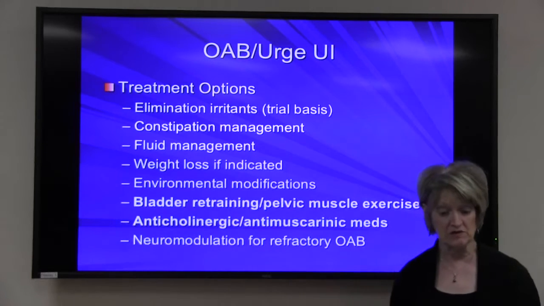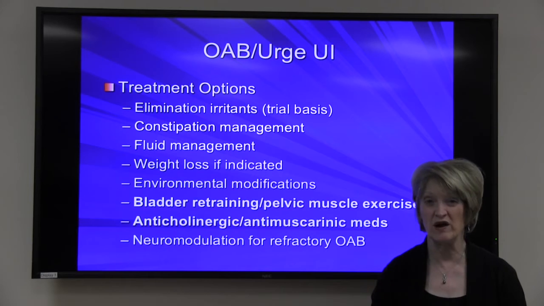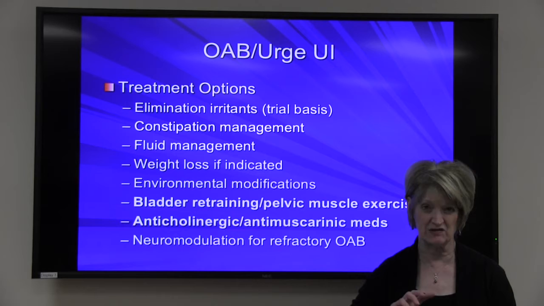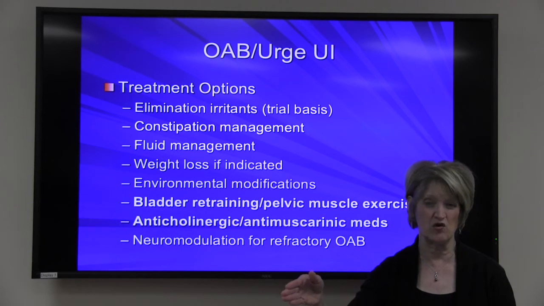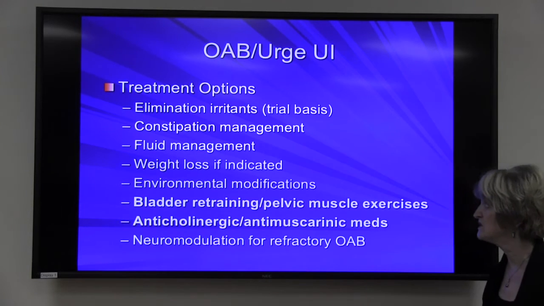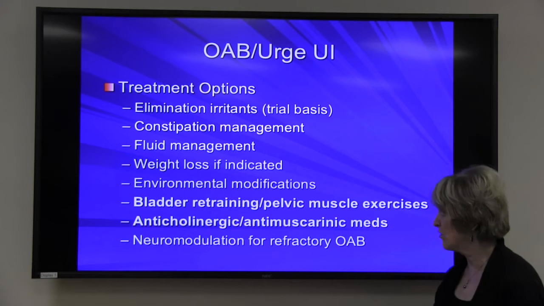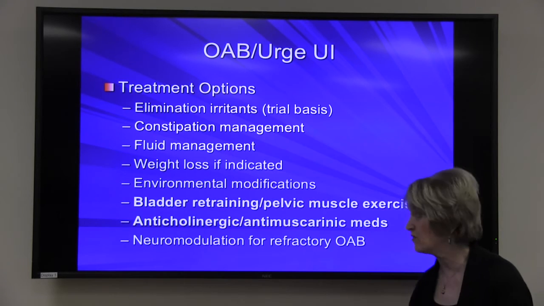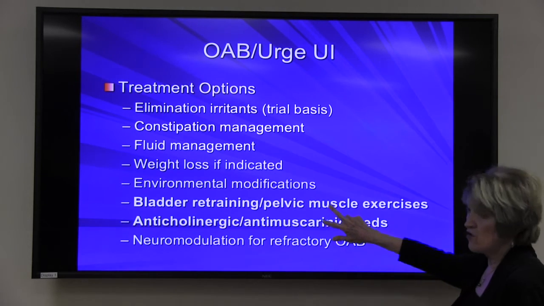Fluid management: we talk to people, if you're having problems with urgency and frequency, you need to avoid bolus drinking. Don't gulp 12 ounces or 16 ounces. You need to drink along. So take that 12 ounces and drink it over the course of an hour instead of all at once. Weight loss has been shown to be beneficial in patients who are obese if they're willing to do that. Environmental modifications make it easier for the patient to get to the bathroom, to get their clothing out of the way.